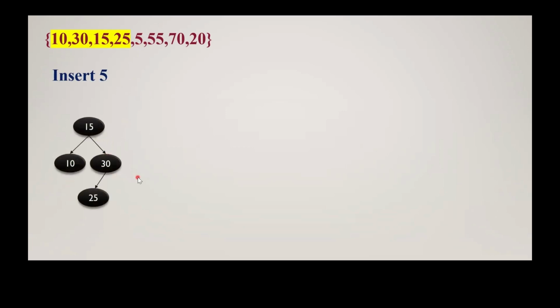The next element we have to insert is 5. This is the tree we already got from the last. Now we insert 5, and it will be inserted into this position. It will start from 15. 5 is less than 15, so it will come to 10.